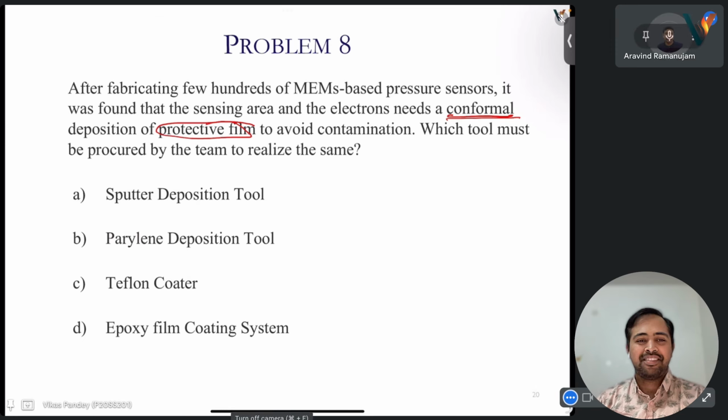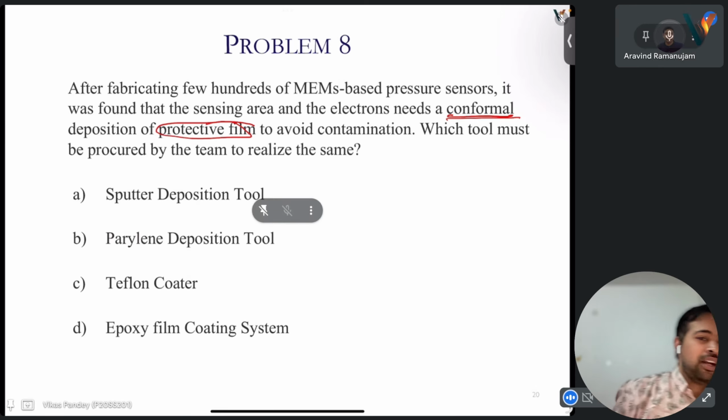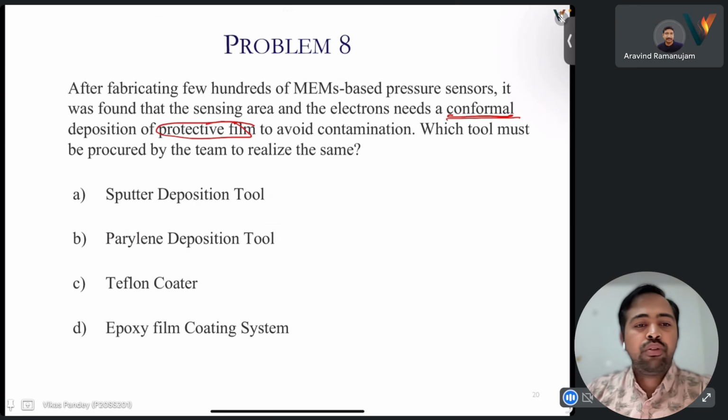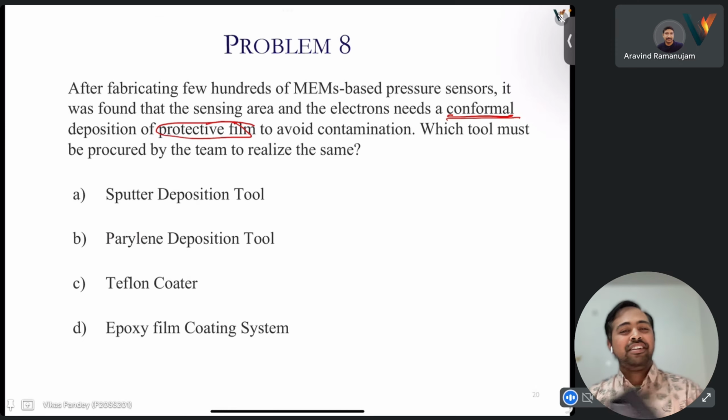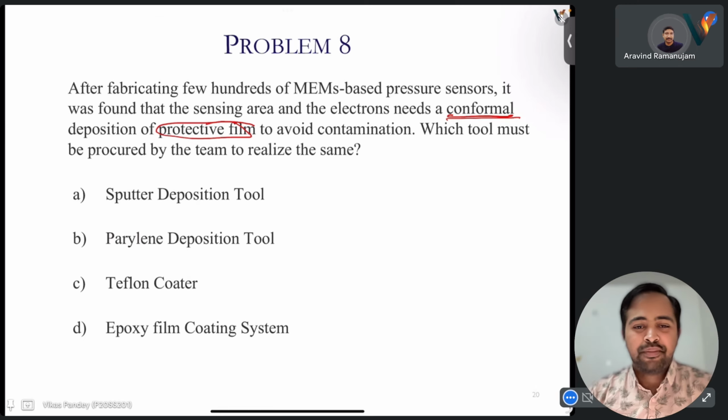These four, I don't know anything, sir. It's sputter deposition. Sputtering, sputter deposition you already know. Yes, sir. And what about Teflon coater, epoxy film coating system? No, sir, not heard before. Okay. And parallel deposition tool? Not heard before, sir.